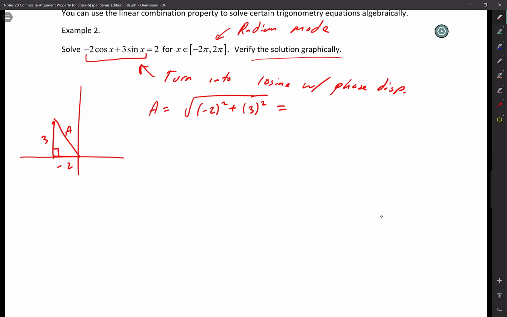Yeah, it turns positive, guys. Put parentheses in case you're having issues with that. 3 squared is 9, 2 squared is 4, 9 plus 4 is 13. 13 does not break down, so leave it as 13.